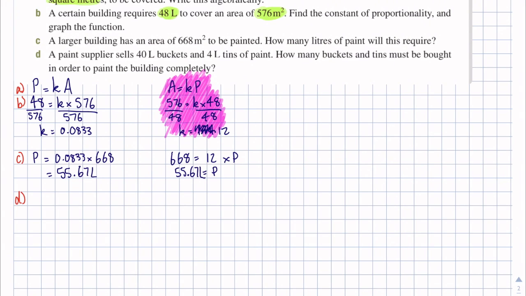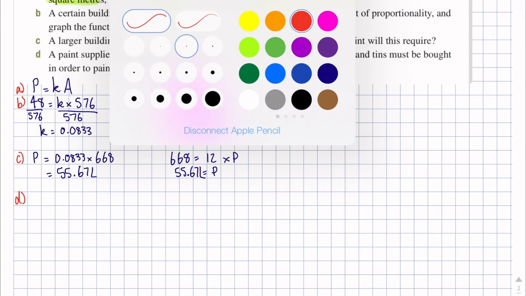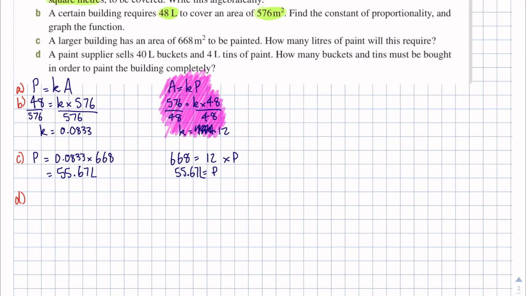Paint supplier sells 40 litre buckets and 4 litre tins. Ooh. How many buckets and tins must be bought in order to paint a building completely? I'm assuming they're talking about the larger building. So I'm assuming we need 55.67 litres, and we've got 40 litre buckets, so 40B, and we've got 4 litre tins, so 4T. Which means, well, I'm only going to have one bucket, because if I have 2 buckets, I'm automatically over. So 1 bucket.